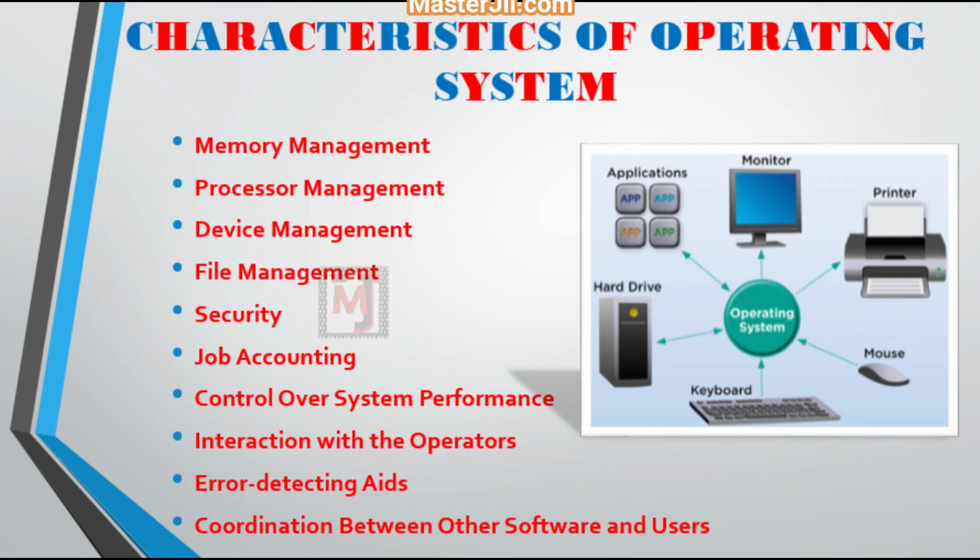And then interaction with the operators. Interaction may take place via console of the computer in the form of instructions. The operating system acknowledges the same, does the corresponding action, and informs the operator by a display screen. And then error detecting aids. Production of dumps, traces, error messages, and other debugging and error detecting methods. And the last is coordination between other software and users. Coordination and assignment of compilers, interpreters, assemblers, and other software to the various users of the computer system.